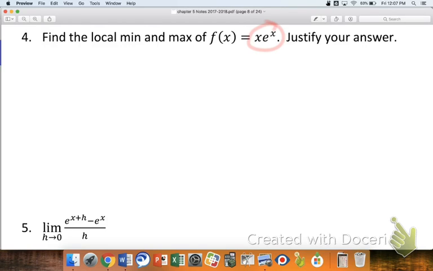So the product rule for this would look like this. F prime of x equals 1 d2 plus 2 d1. That make sense? d1 would just be 1. The chain rule factor would be 1.